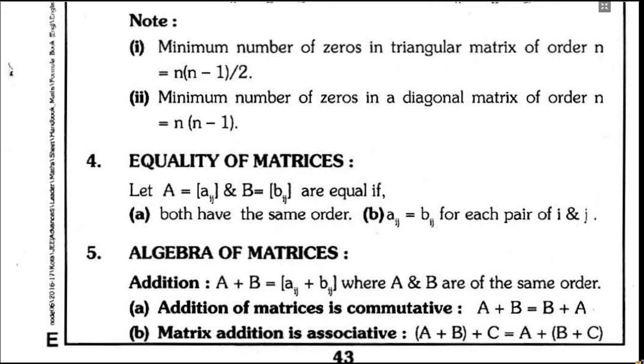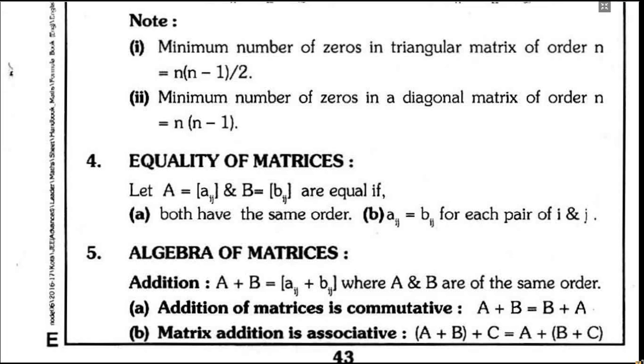Equality of matrices. Let A equal to [Aij] and B equal to [Bij]. These two matrices will be equal if and only if both have the same order, meaning the order m by n should be equal in both matrices A and B, and Aij equals Bij for each pair of i and j, meaning along with the order, the elements must also be equal.